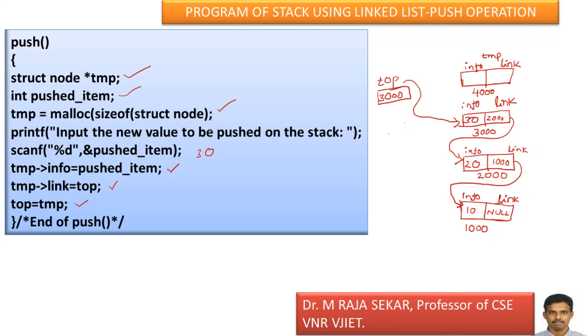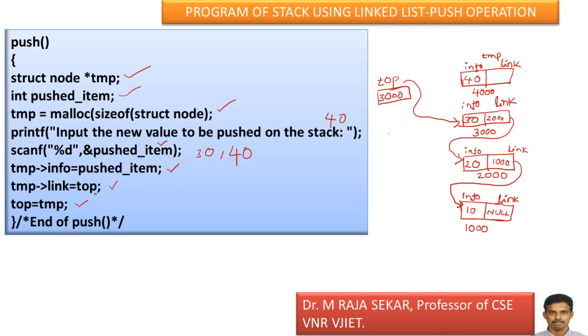That's what it says. TMP equal to malloc size of struct node. Input new value to be pushed in the stack. Let me say I enter number 40. That number 40 will get stored in the place of pushed and score item. TMP arrow info means this field. TMP arrow info equal pushed and score item. What is my pushed and score item? 40. Therefore, TMP arrow info equal pushed and score item means 40.